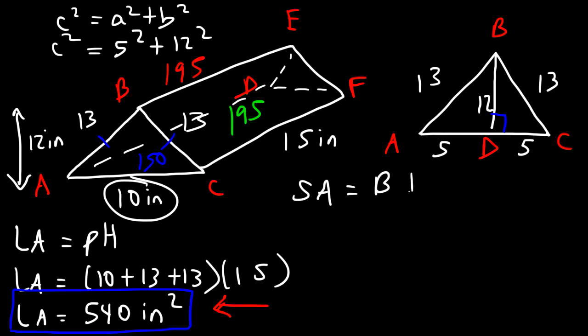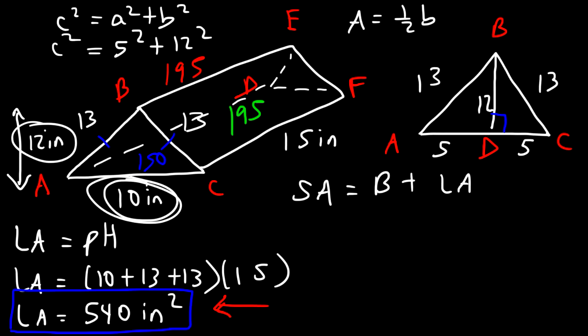So it's the area of the base plus the lateral area. The area of the base is going to be base times height multiplied by a half. That's the area of the triangle. So it's 1/2 base times height. The base of the triangle is 10, the height is 12. So half of 10 is 5, and 5 times 12 is 60. So 60 is the area of the triangle.